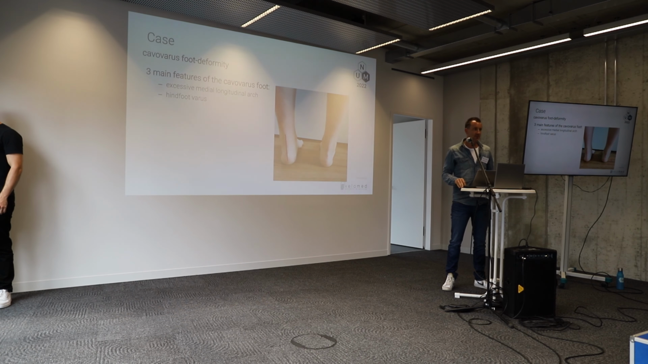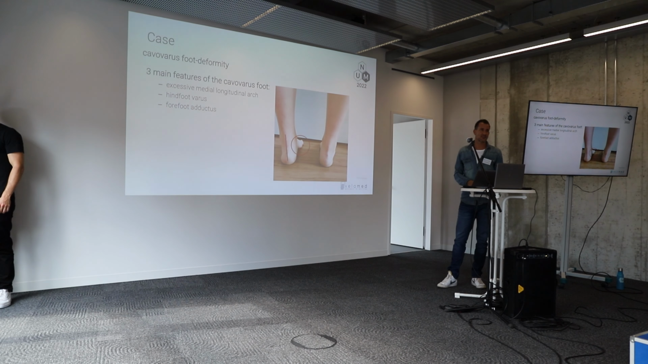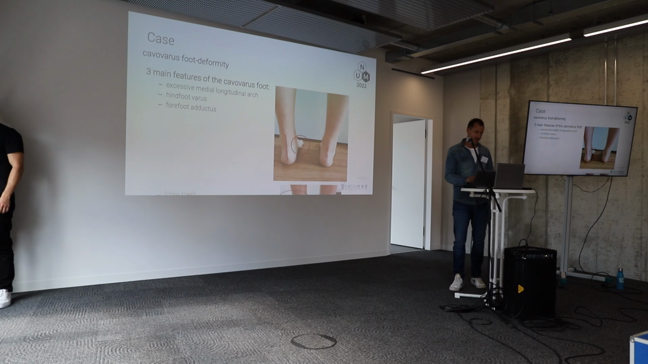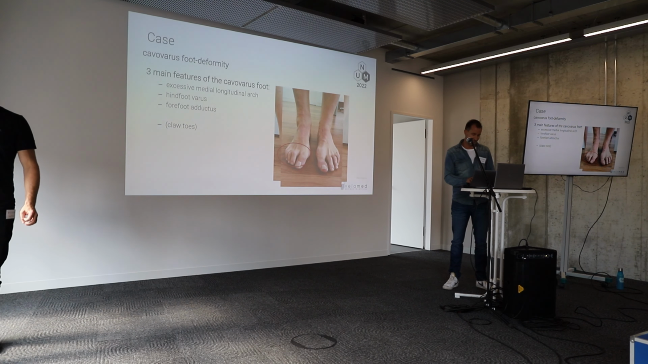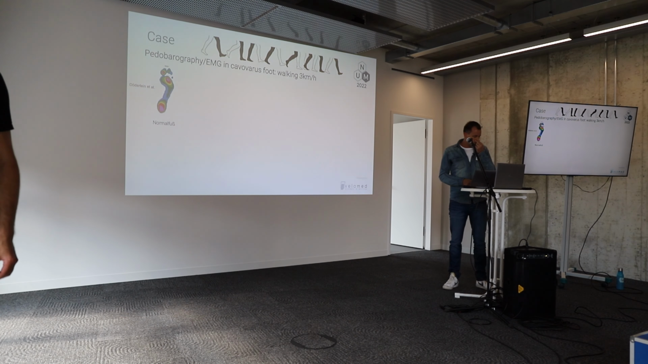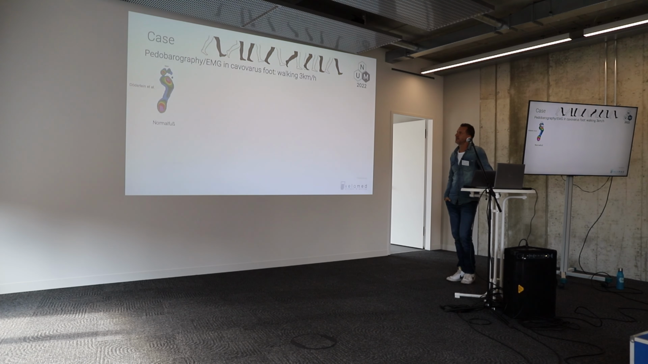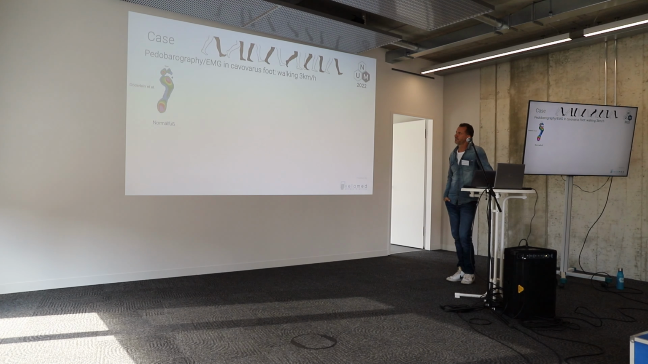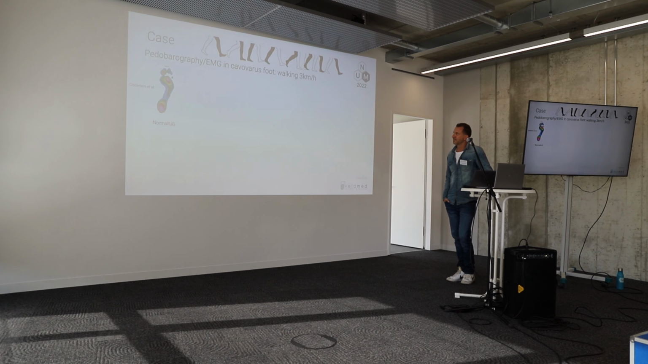Okay, so we have the excessive medial longitudinal arch. We have the hindfoot varus. We have the forefoot adductus. Can you see it? And we also have the claw toes, which is another patient than before. We pretty much know what a normal distribution of pressure in a normal foot looks like. I think it's very hard to say what is a normal foot and what is a pathological foot, but we know very well how it should look.